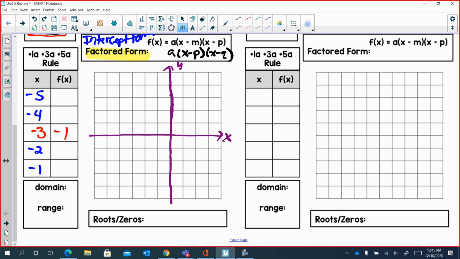Okay. So, we're going to start off with the vertex, -3, -1. So we're going to plot that point. Remember, our axis of symmetry goes through that point. So I'm going to do a dashed vertical line.